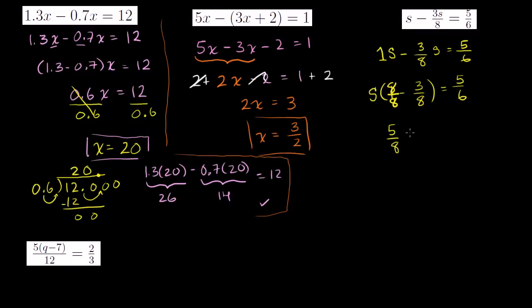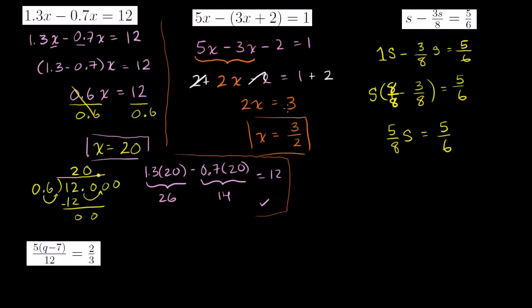5/8 times s. You can switch the order of multiplication. 5/8 times s is equal to 5/6. And you might be able to go straight to that. If I have 1 of something minus 3/8 of that something, I have 8/8 of that something minus 3/8 of that something, I'm going to have 5/8 of that something.